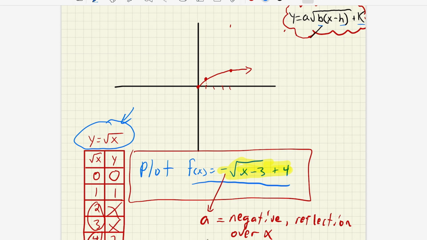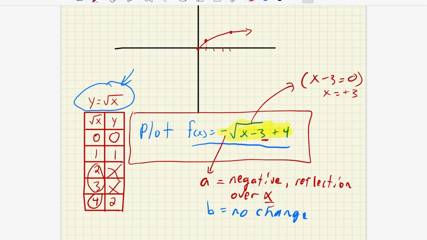Now, the h value corresponds to whatever is subtracted or added from the x. In this case, that'd be minus 3. Now, remember what we said, that this here would be set to 0. So really, what we have is x minus 3 equals 0, which then if we isolate for x, our h value would actually be plus 3. So we're going to go here and write h is equal to plus 3.